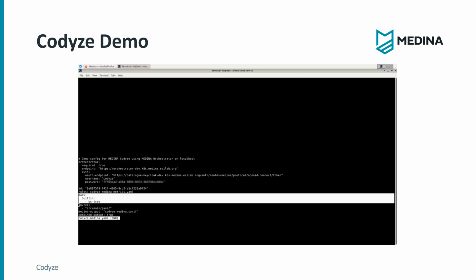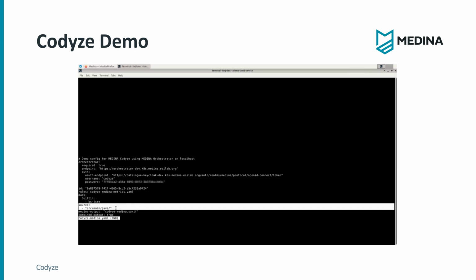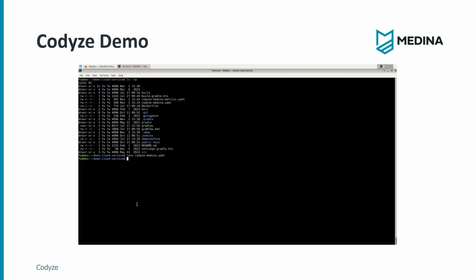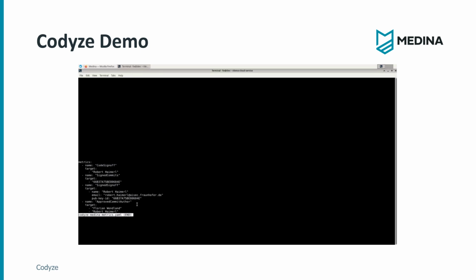As project structures can vary, Codyze needs to know where the sources are that need to be analyzed. The path is configured as shown. Finally, the SARIF report from Codyze is stored in the specified file. This report could be used to reflect compliance violations back to developers using development platforms and issue tracker. Let's now look at Codyze MEDINA metrics YAML. It identifies authorized code authors and tracks code provenance.